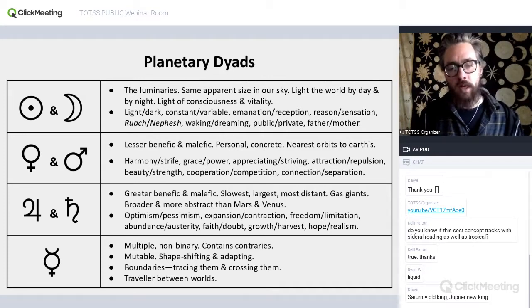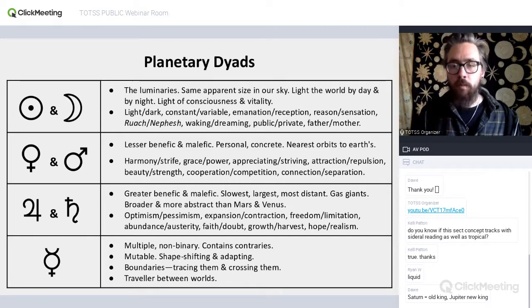Jupiter is expansion, Saturn is contraction. Jupiter is freedom, Saturn is limitation. Jupiter is abundance, Saturn is austerity. Jupiter is faith, Saturn is doubt. Jupiter is growth, Saturn is harvest. Jupiter is hope, and Saturn is realism, or being realistic about things.